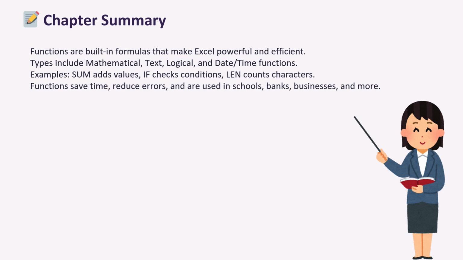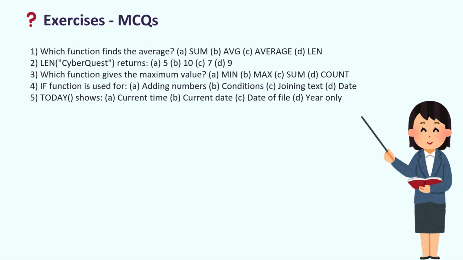To summarize, functions are ready-made formulas that save time and reduce mistakes. We studied four types: mathematical, text, logical, and date and time. Examples include SUM, IF, LEN, and TODAY. These functions make Excel powerful for all kinds of work.